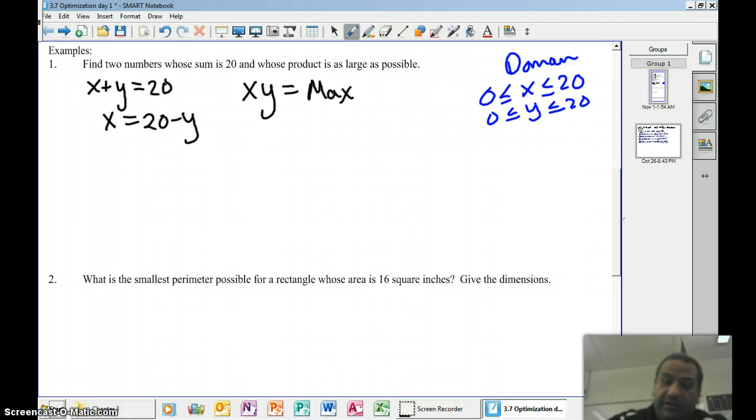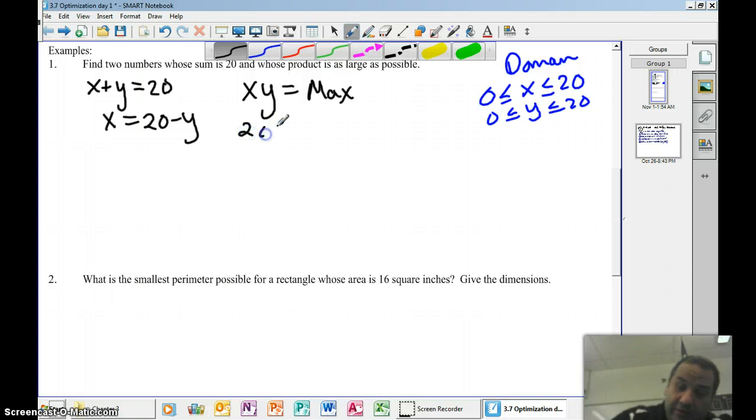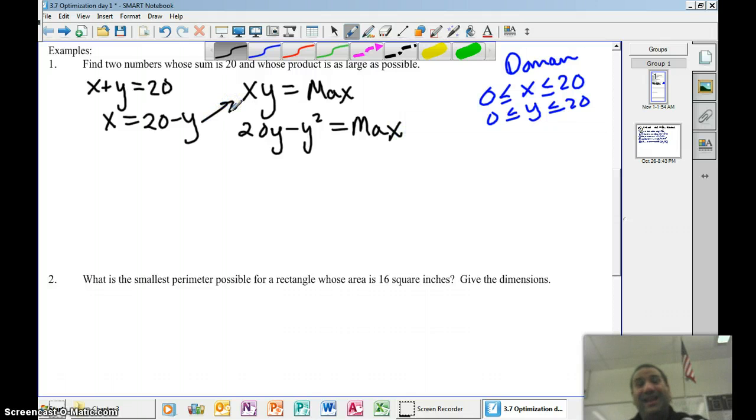Now, we're going to do a little substitution and some distribution. Here it goes. Ready? Boom. 20Y minus Y squared equals a max. So I plug this into here. Now I'm going to take the derivative, in blue. We get 20 minus 2Y.